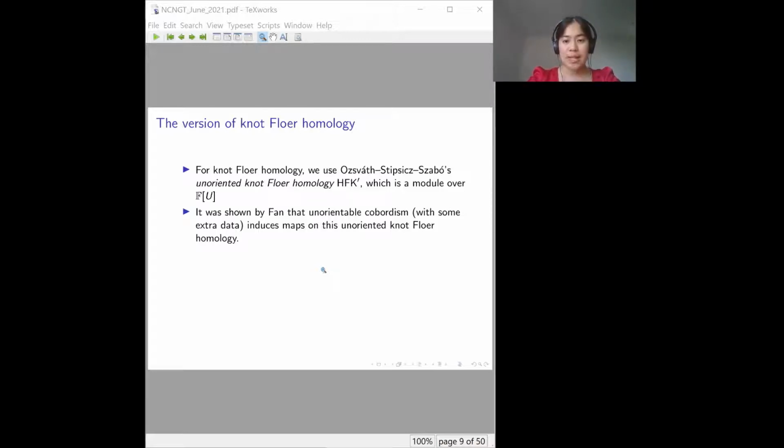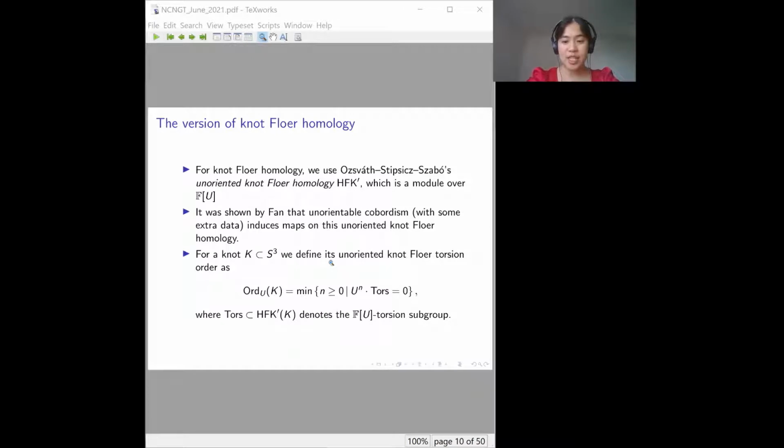So we're going to be studying the torsion part of this, which for a knot in S3, we define the unoriented knot Floer torsion order as just the minimum power of U that kills the torsion part of this HFK prime.